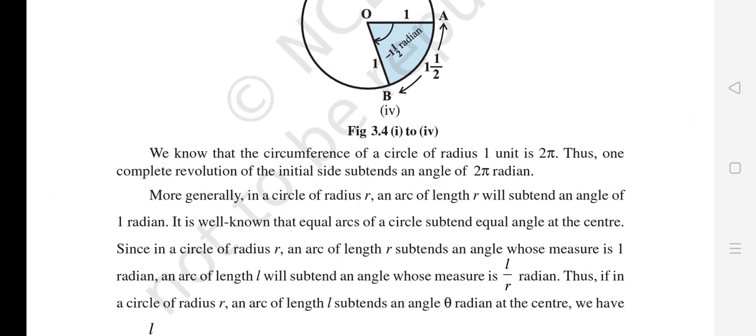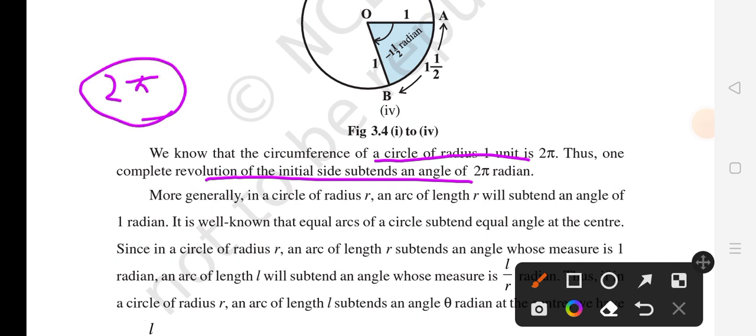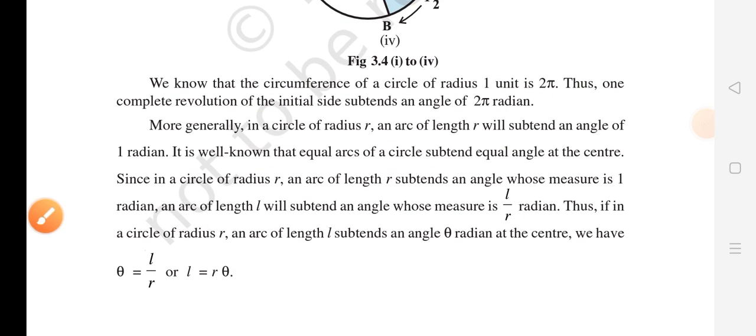You know the circumference of a circle of radius 1 unit is 2 pi. If we find out its circumference, it will be 2 pi. Thus, one complete revolution of the initial side gives an angle of 2 pi radian. One complete revolution equals 2 pi radian. Always remember.